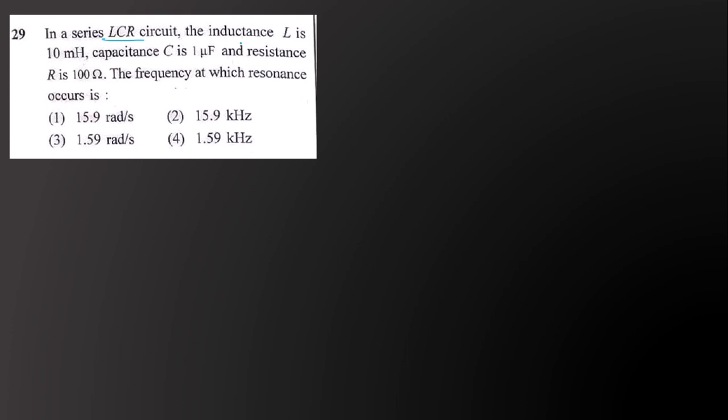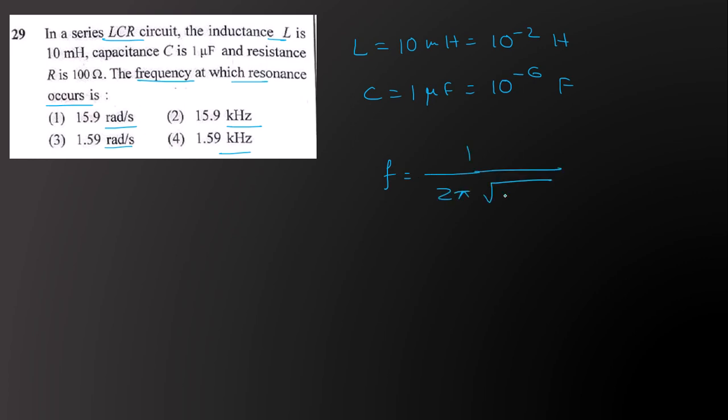Simple question, there's an LCR circuit. The value of the inductor L is given as 10 millihenry, which means 10 power minus 2 Henry. Capacitance is equal to 1 microfarad, so 10 power minus 6 farad, and we are supposed to calculate the frequency at which the resonance occurs. Well, two units are given, radian per second, and these are given in kilohertz. Okay, so resonance frequency will be equal to, in hertz, 1 by 2 pi root LC.